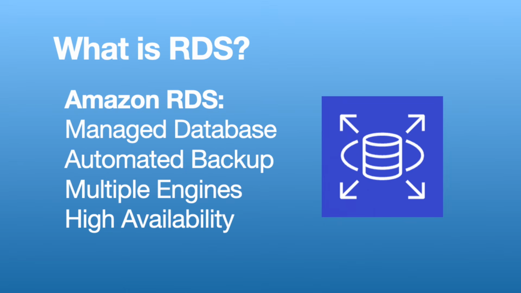Amazon RDS, Relational Database Service, is a managed database service from Amazon Web Services that lets you easily set up and manage databases in the cloud. It supports multiple database engines, offers automated backups, and ensures high availability, making it a secure and reliable option for storing data like Amazon ads.